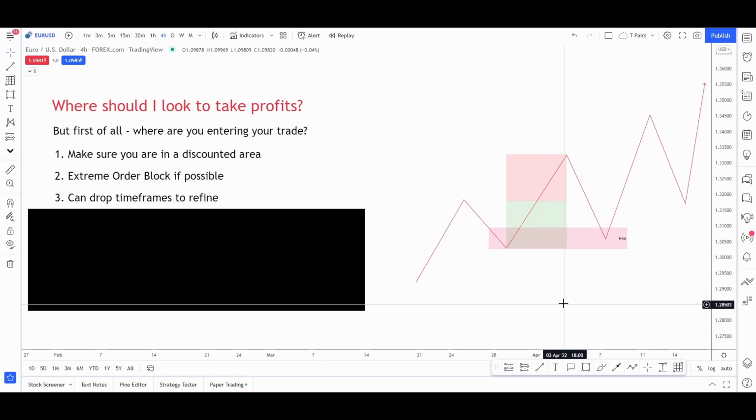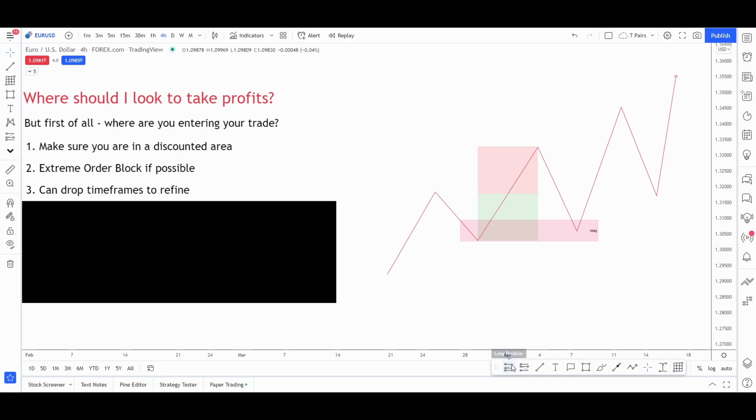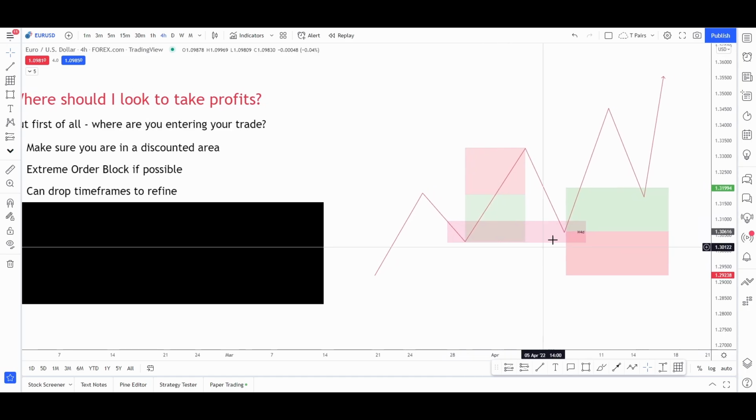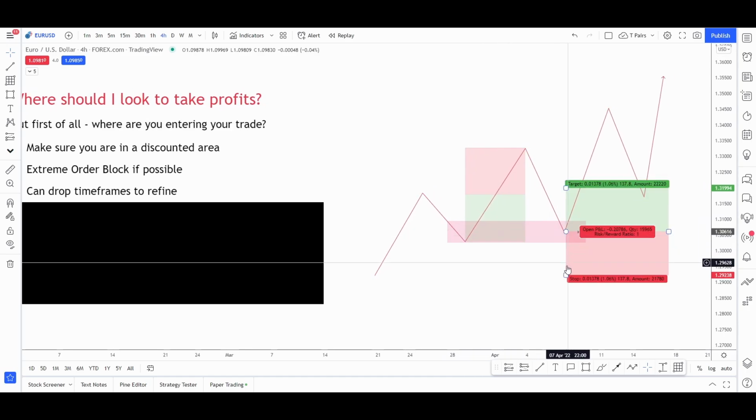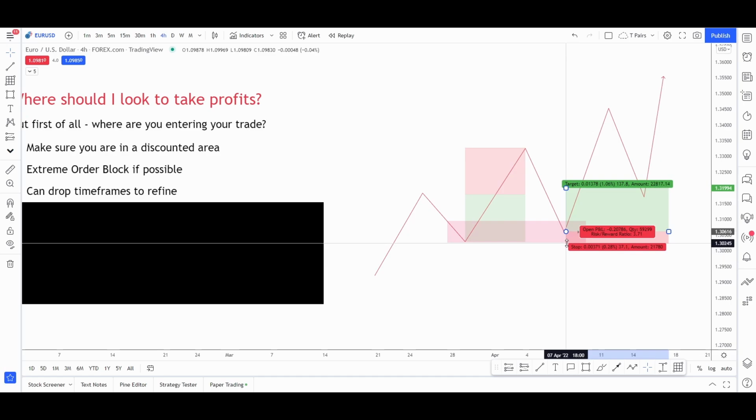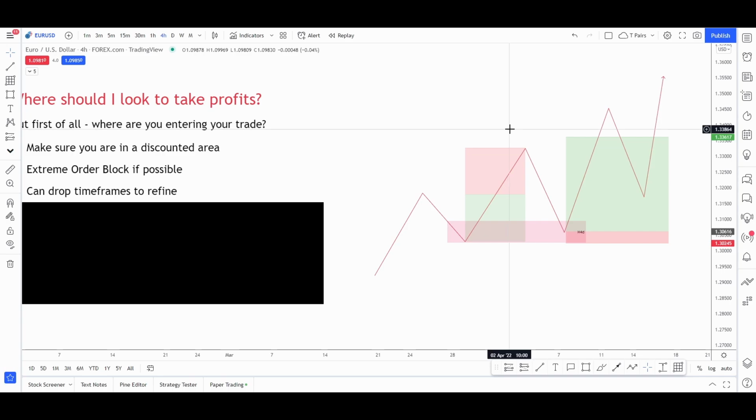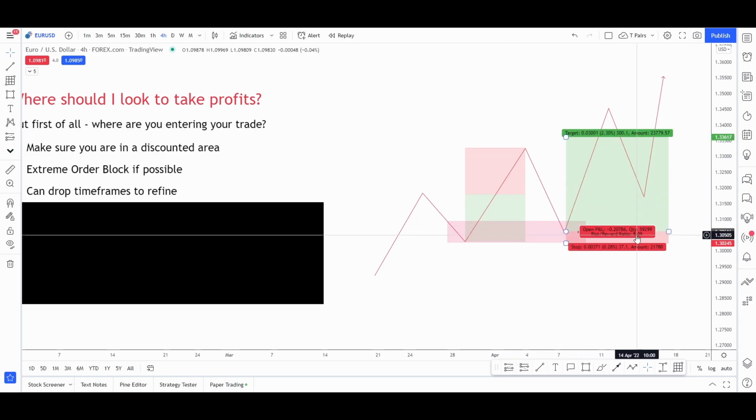loss, okay? And what I mean by that is, let's say, for example, we get involved on the equilibrium of the 4 hour order block, which we've identified, okay? So let's say we're getting involved in the equilibrium. Our stop loss is going to be just below the low, and our target is going to be somewhere out in distance. I'm going to show you where to put it in a second. But let's just say our target there is 1 to 8.